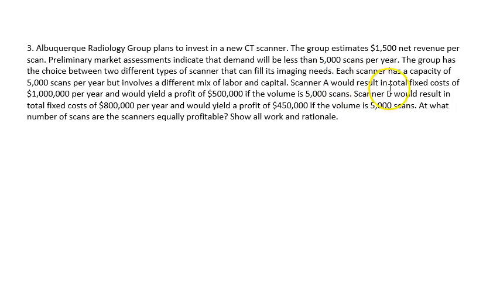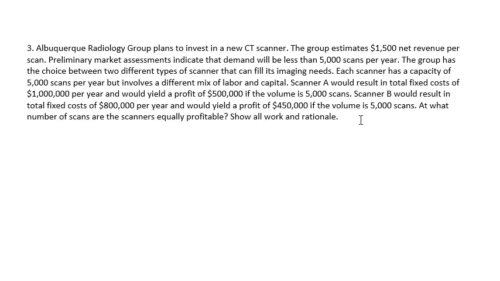So scanner A, very familiar again, total fixed costs here are going to be $1 million and would yield 500,000 in profit at 5,000 scans. Scanner B would result in total fixed costs of 800,000 per year and would yield a profit of 450,000 at the same 5,000 scans. Now, here is the trick. What we're asking for is, what is the number of scans at which both scanners are equally profitable?